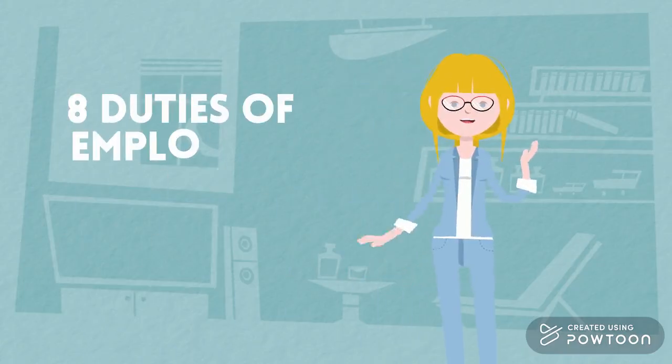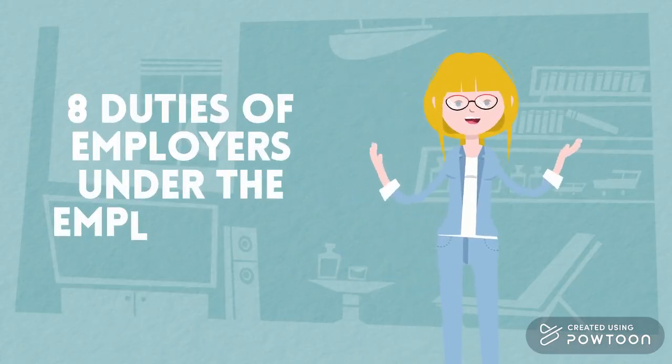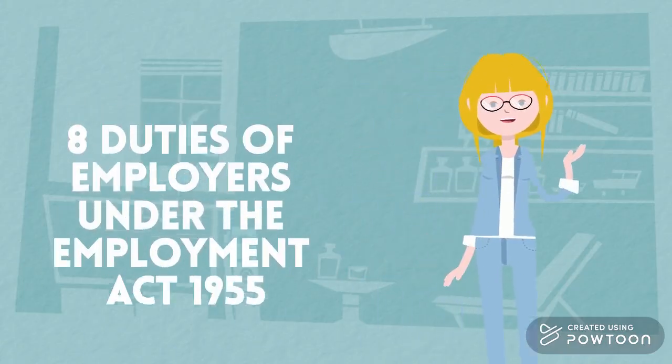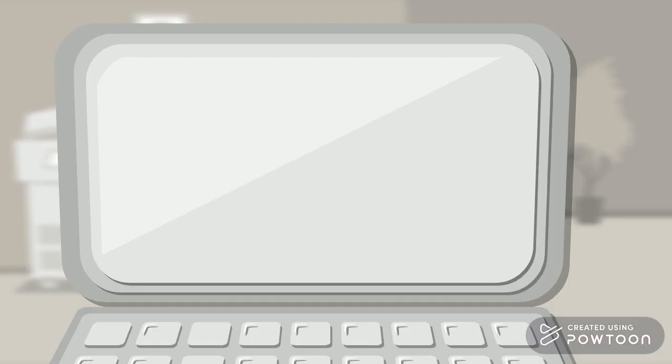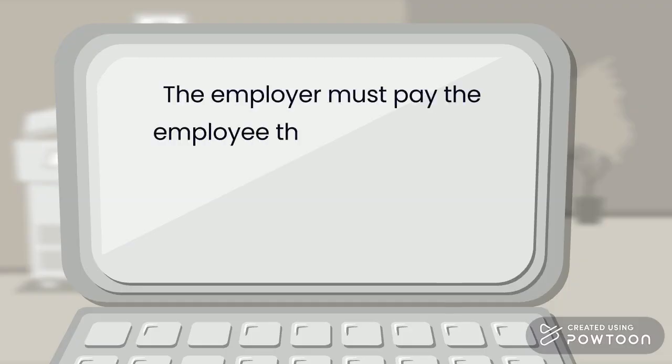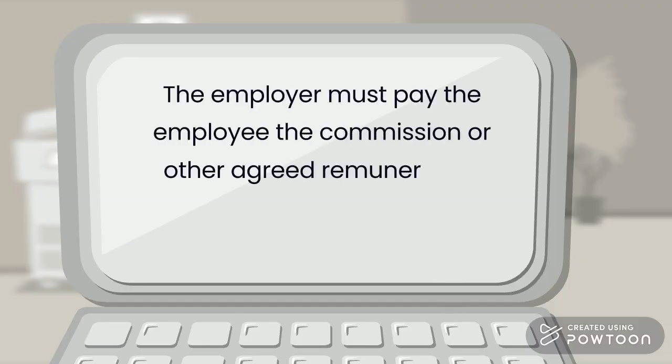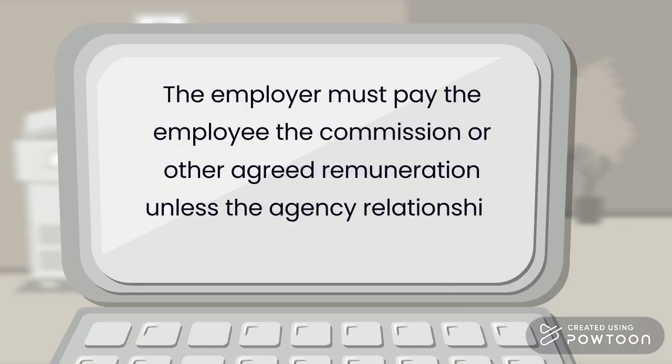In this discussion, there are 8 duties of employers under the Employment Act 1955. 1. Payment of wages. The employer must pay the employee the commission or other agreed remuneration unless the agency relationship is gratuitous.